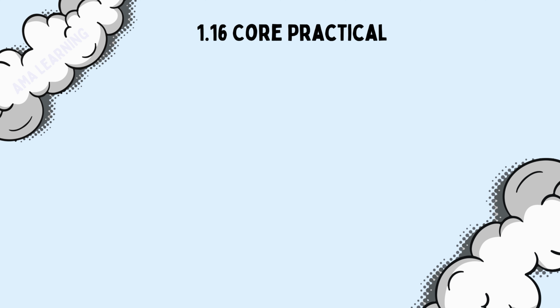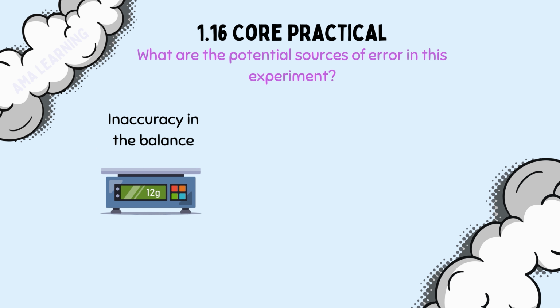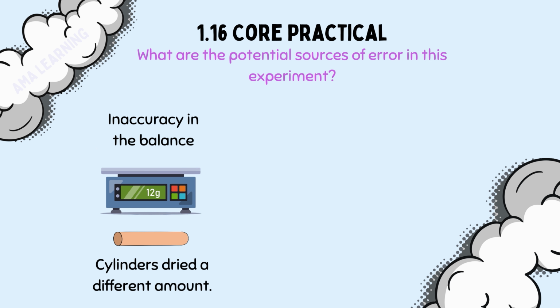As 1.16 is a core practical, you may be asked about the potential sources of error in this experiment. The following are potential sources of error. Inaccuracy in the balance. Cylinders dried a different amount. This is a common mistake. Students overblot or dry the cylinders. This leads to some of the water that has osmosed into the potato cylinder being removed.